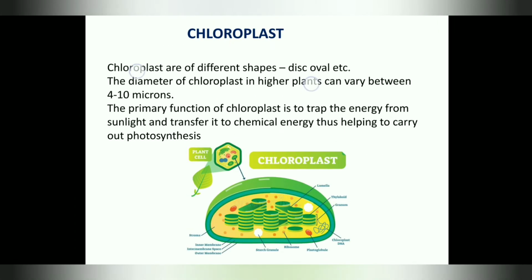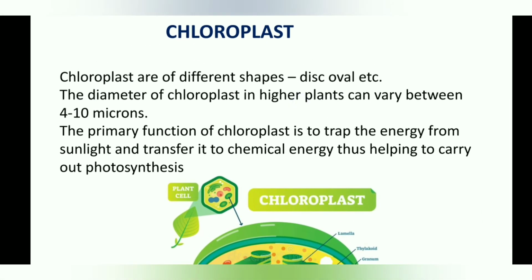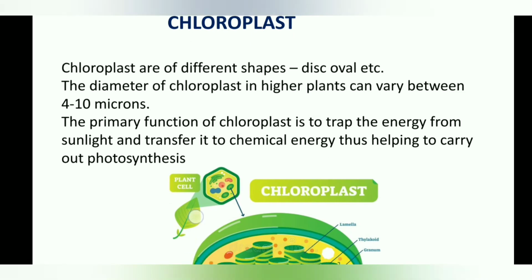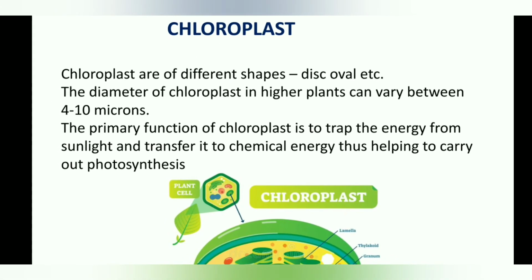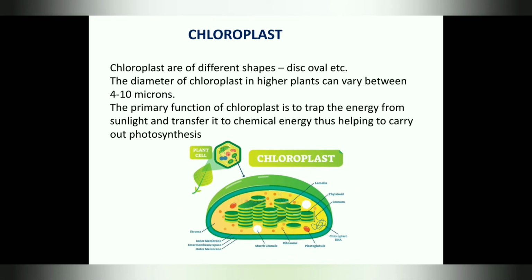So here you can see the picture of a chloroplast. Chloroplasts are of different shapes, that is disc or oval. The diameter of chloroplast in higher plants can vary between 4 to 10 microns. What is the primary function of chloroplast? We have studied in lower classes. Chloroplast traps the energy from sunlight and transfers it to chemical energy. What is that process called? Photosynthesis. So chloroplasts are involved in photosynthesis.